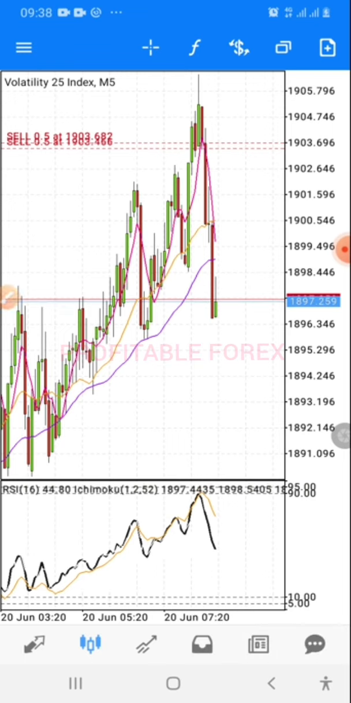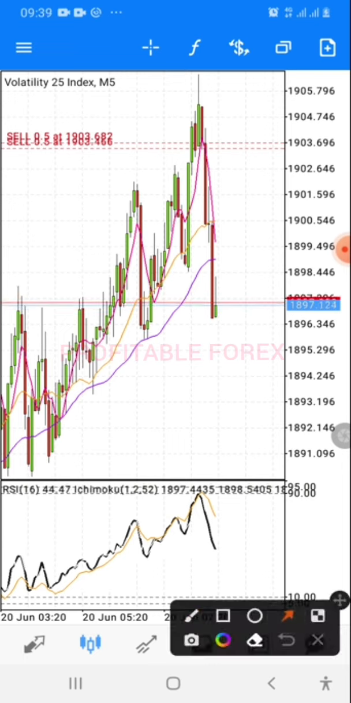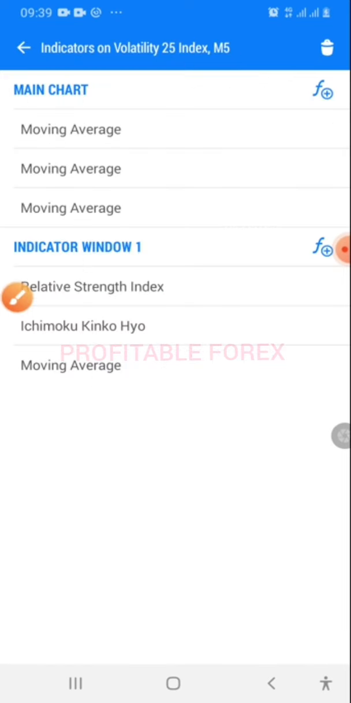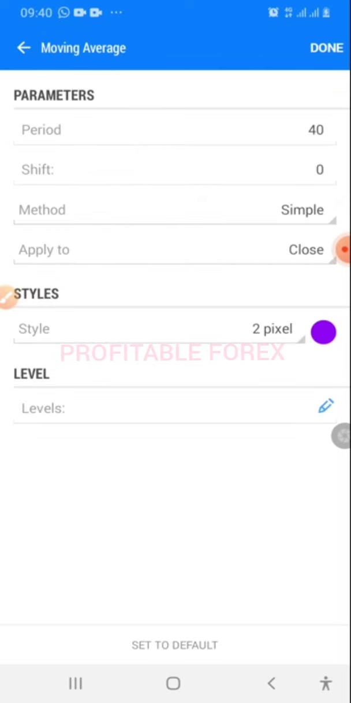Now let me show you the setup I use for the indicator. Click on your indicator, let's check out the settings. Let's check out our main chart. Let's check out the settings of the moving average. The first moving average we added, you can screenshot it or write it down somewhere.